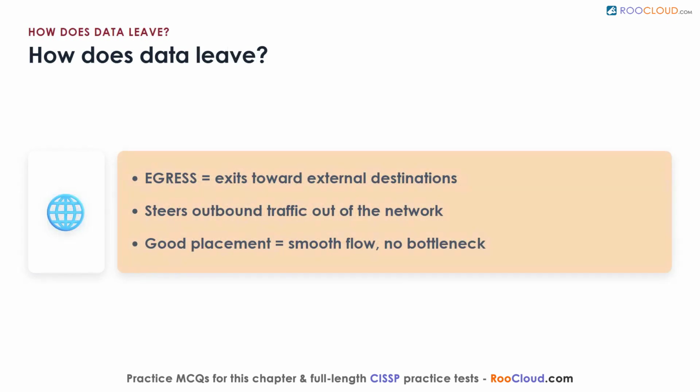How does data leave the network again? Through egress points. These are the exits that steer traffic from your network out toward external destinations. Positioning them thoughtfully keeps the outbound flow smooth, so responses reach the user without a bottleneck. Think of a well-placed loading dock at the back of the shop, where finished orders roll out efficiently instead of clogging the same doorway customers use to come in.